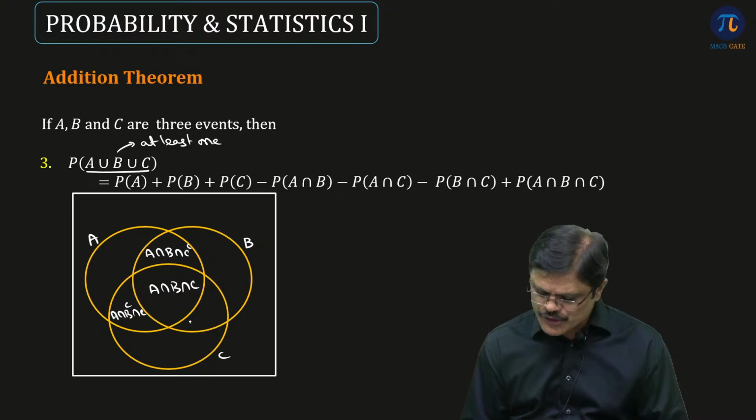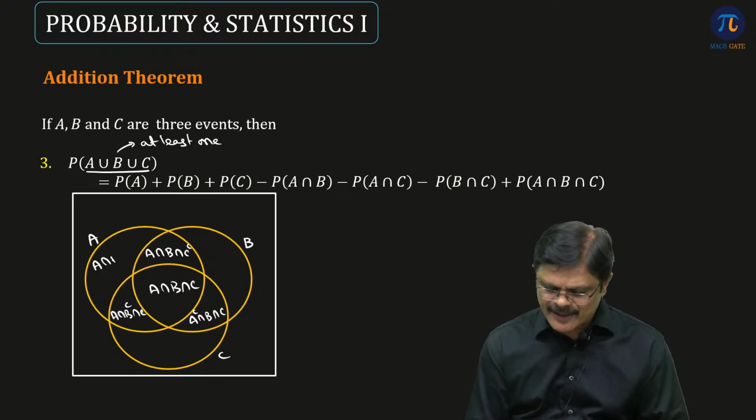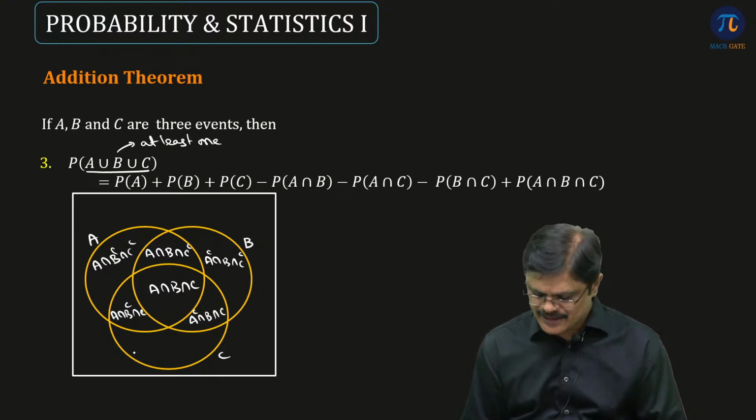In this portion, out of A, B, C, A is absent. In this portion, A is present but B, C are absent. Here, out of A, B, C, which ones are absent? A, C are absent. And here, C is present, B and A are absent.